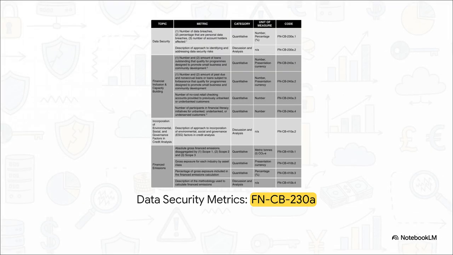Now, what's really interesting about this is when you look at the actual reporting grid that commercial banks use. Right there at the top under Data Security, you're going to find two specific metric codes, FNCB-230A.1 and FNCB-230A.2. This is the exact reporting framework that forces banks to put their cards on the table. It takes the incredibly complex, highly technical world of cybersecurity and neatly translates it into two distinct categories of information that investors and regulators can actually digest and compare.